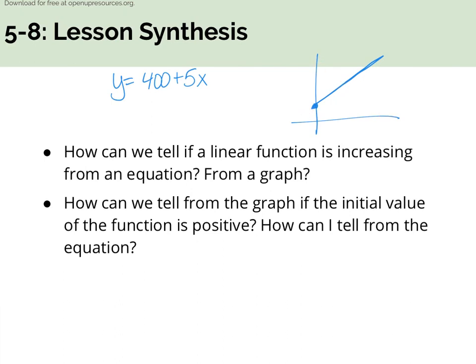How can we tell from the graph if the initial value of the function is positive? Well, the initial value, we're looking at our y-intercept. If it's above the x-axis, it's positive. If it'd be down here, it'd be negative. How can I tell from the equation? Well, the number that we're adding on that just has a plain old number, no variable, if it's positive, our initial value is positive.